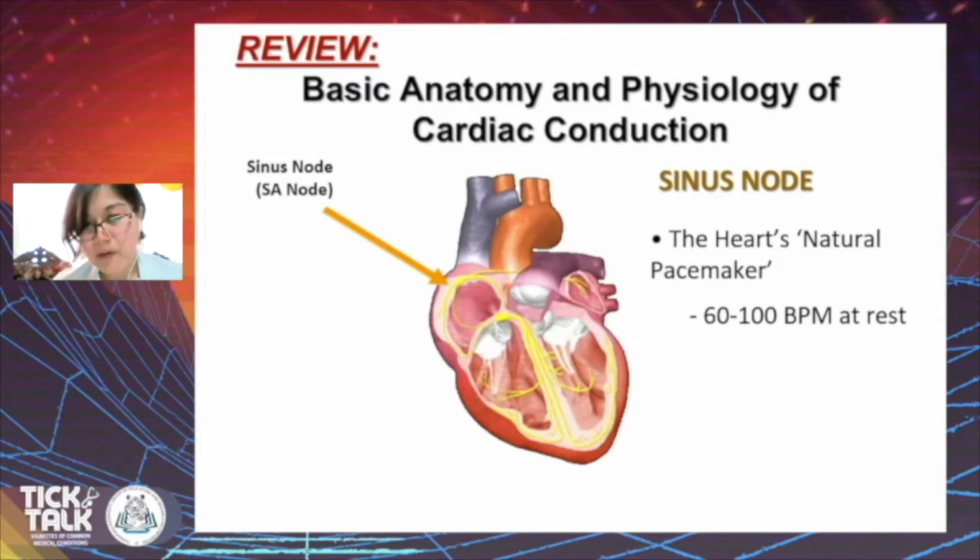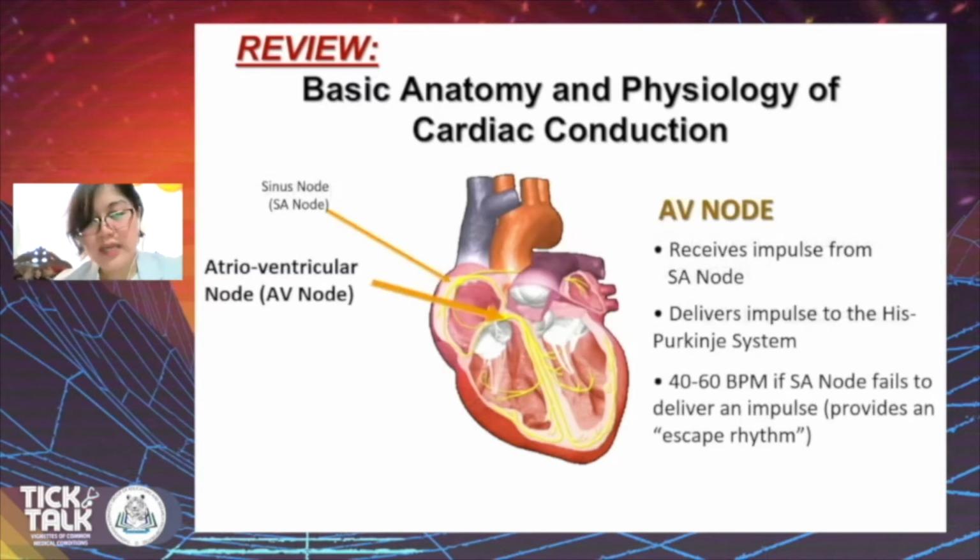Now, once the electrical impulse is fired from the sinus node, it travels to the AV node, which is situated in between the atrial and interventricular septum near the tricuspid valve. Once it receives the electrical impulse from the SA node, it eventually delivers the impulse to the Purkinje system. The AV node, similar to the sinus node, is also able to generate its own impulse. However, unlike the SA node, which fires at around 60 to 100 beats per minute, the AV node fires at a much slower rate. More often than not, when your SA node fails to deliver an impulse, your AV node provides what we call the escape rhythm, which would serve as the primary impulse of the heart in cases of SA node failure or dysfunction.